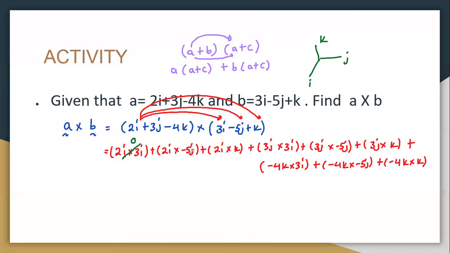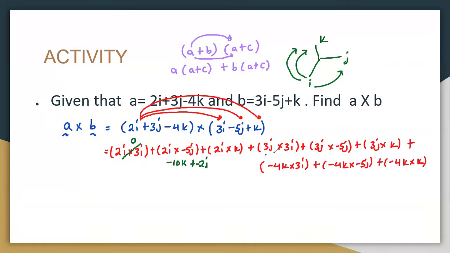Then I come I cross j. We say that I cross j will give us a k. So members, for this particular one, I'm going to say 2 times -5, I get -10 of k. Then I come I cross k. So when I have I cross k, we say that when you take this movement, you get the negative. So here I will say plus 2, but since it is negative, it's going to be negative j. So I will say negative 2j.